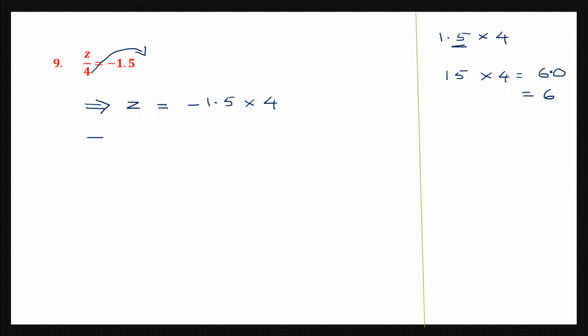So here we have found the value of z to be 6, but put the minus sign also, which is there in the previous step. So what's the value for z? Minus 6.